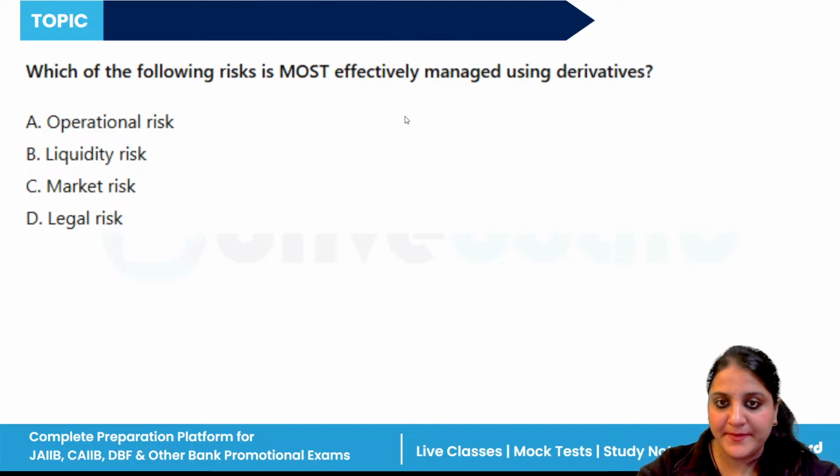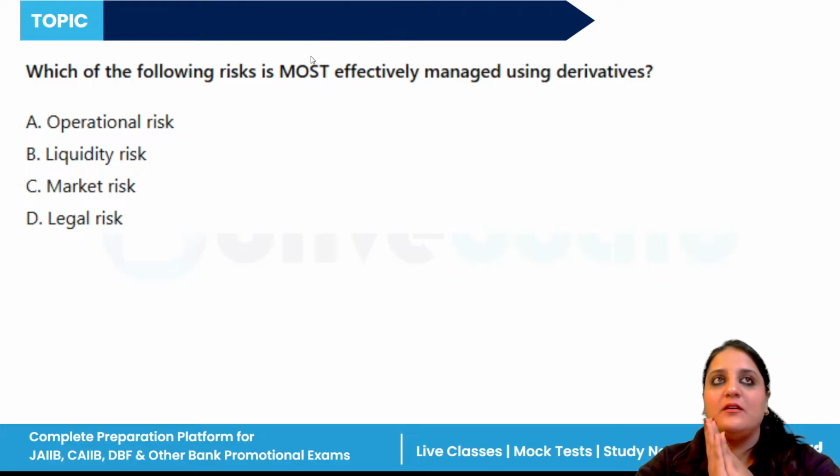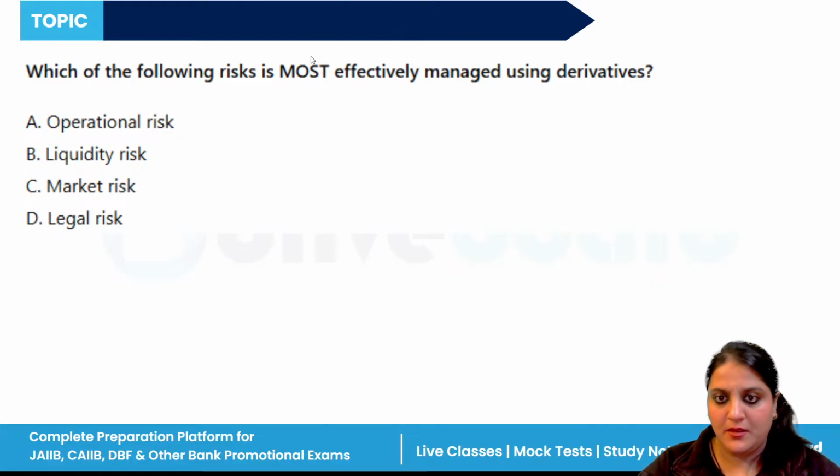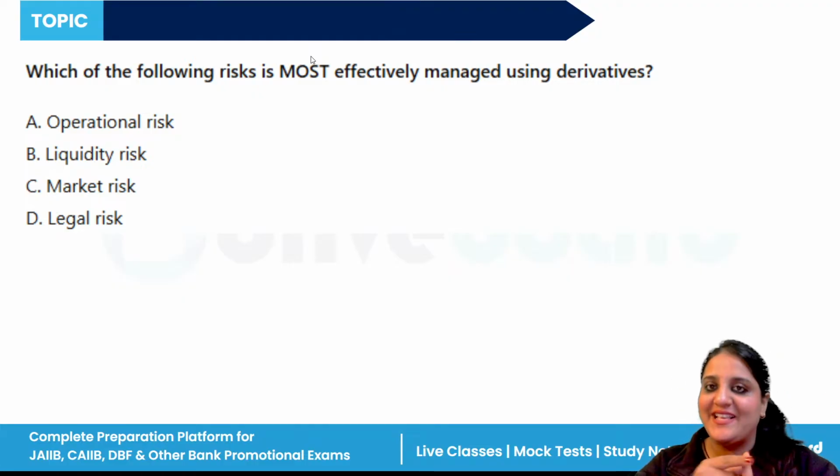Which option is correct? So let me clarify that derivatives are designed, but why? Just to manage the market risk. Because market risk happens when the factors change in the market and those factors become the cause of loss. So it includes exchange rate risk, interest rate risk, and price risk. Operational and legal risk are managed through internal controls and through the rules and regulations, but not by the derivatives.